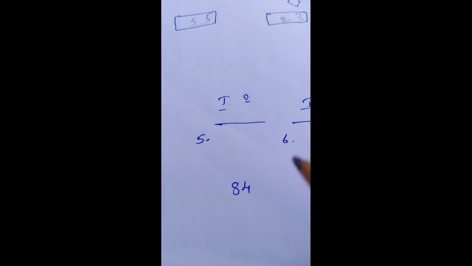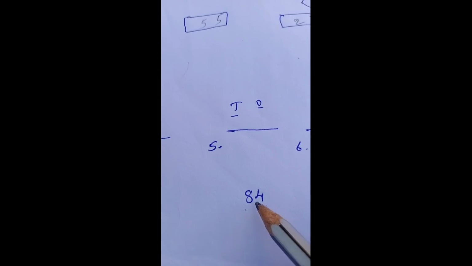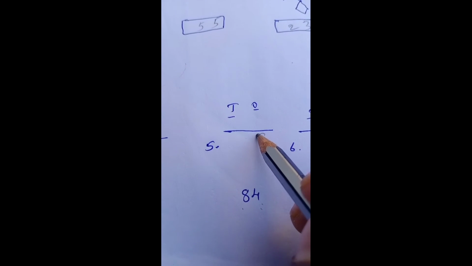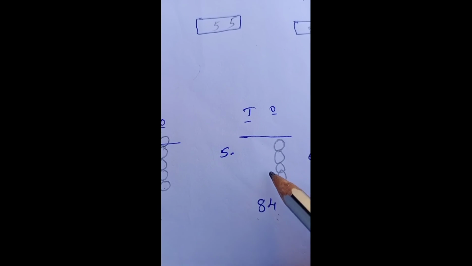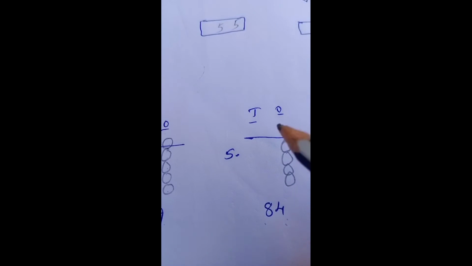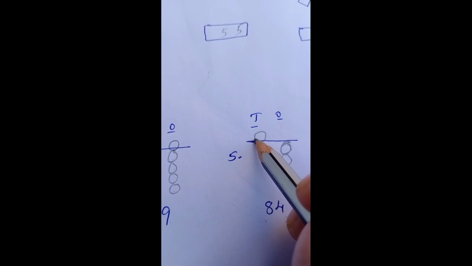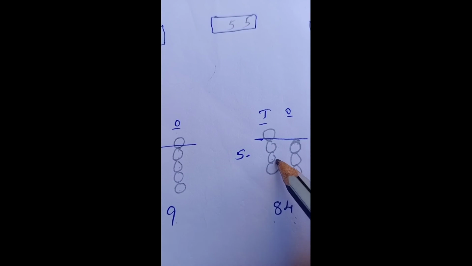Here what is the given number? 84. So first we draw 4 ones, 3, 4, and here, okay, at the tens place 8, so upper bead 5, 6, 7, 8.